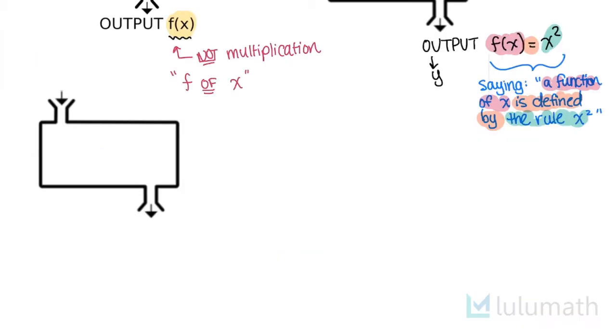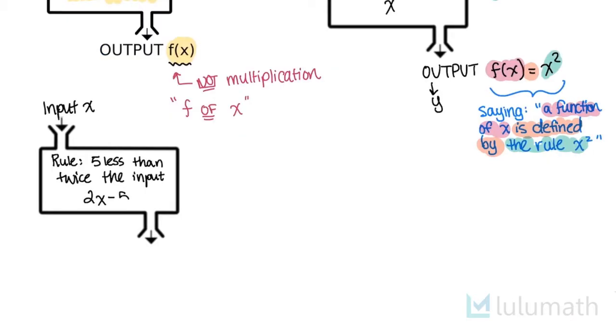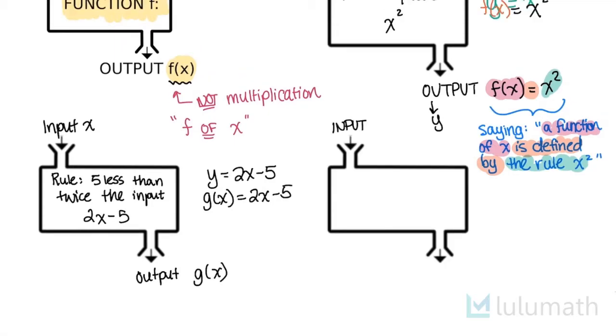Now, in another example we had looked at, our input was x. Our rule was 5 less than twice the input, or 2x minus 5, and then it gives us our output, which is f of x. Now, just a quick note, you can use any letter you want. It does not have to be the letter f. So for example, we could use g of x. So here, instead of saying y equals 2x minus 5, we'll simply just say g of x is equal to 2x minus 5.